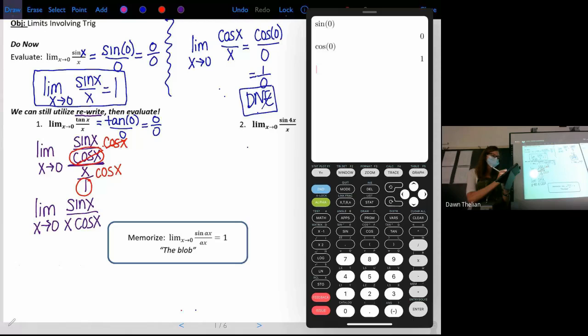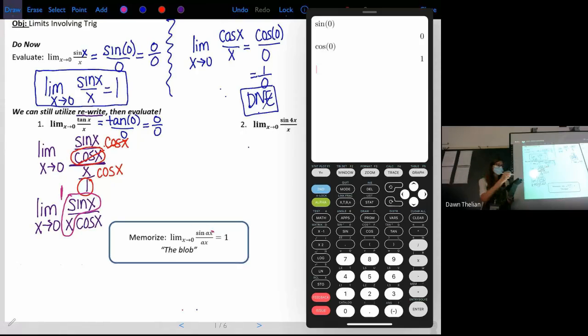Sine x, and then the x in the bottom. I'm going to make this little blob. Sine x over x, like we saw in the top, goes to 1. So I can't reduce anything, but I can apply the property that this little blob, sine x over x, is going to go to 1. So this is equal to 1 over, and then I could just plug in cosine of 0. Cosine of 0, we just went over as 1, so 1 over 1 is 1.